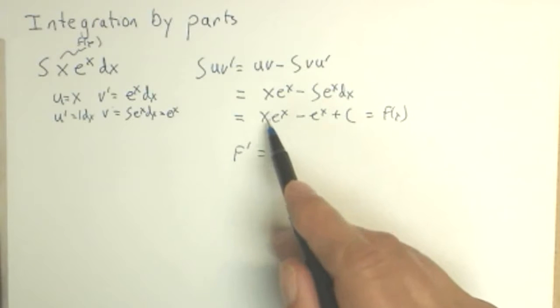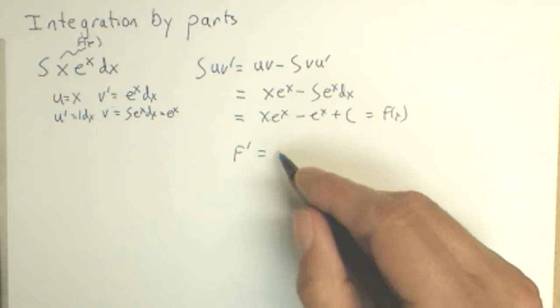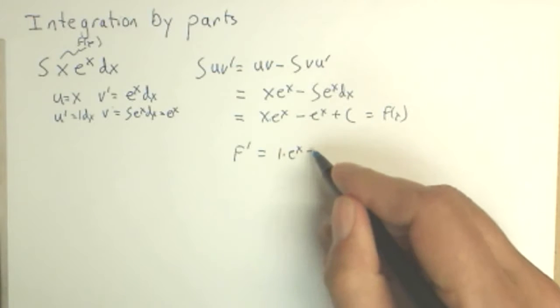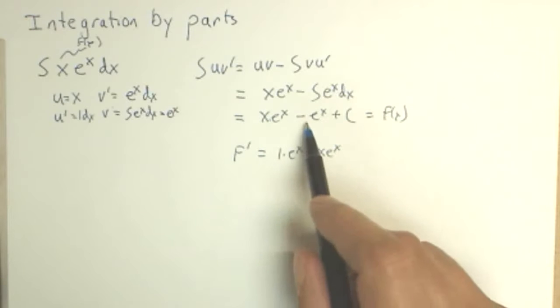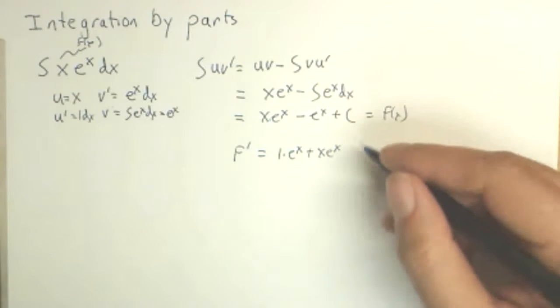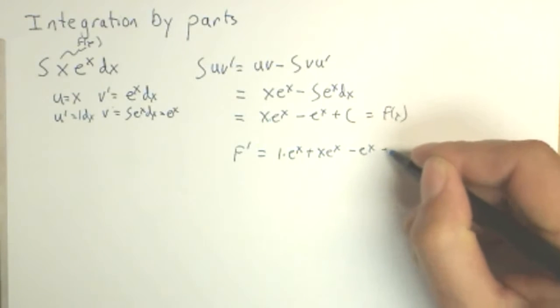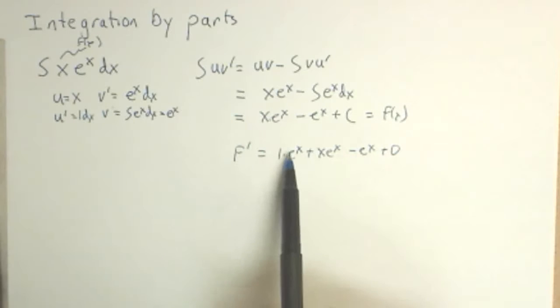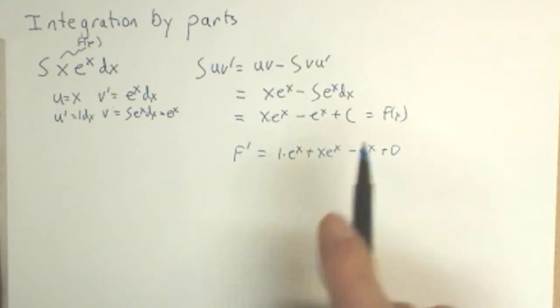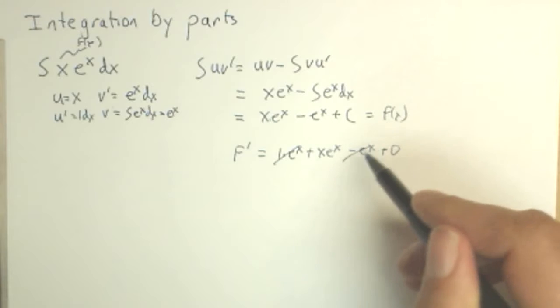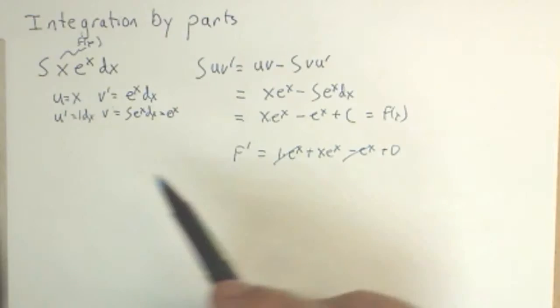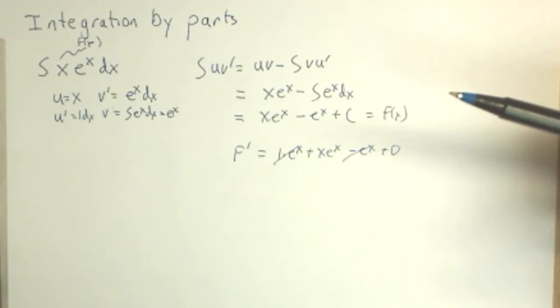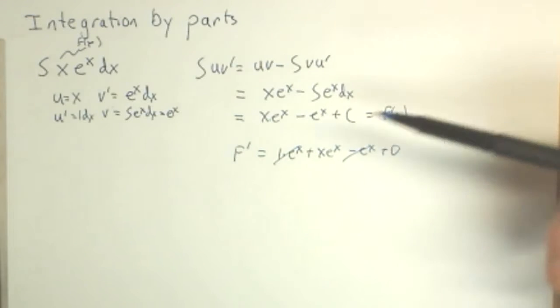This is a product, so I'm going to get the derivative of the first. The derivative of x is 1 times e to the x, plus x times the derivative of e to the x, x e to the x. And the derivative of e to the x is e to the x, so minus e to the x, plus 0. So by the product rule, 1 e to the x minus 1 e to the x cancel, leaving x e to the x, which is precisely what we had. So we've checked our answer by reversing the process, taking our antiderivative's derivative.